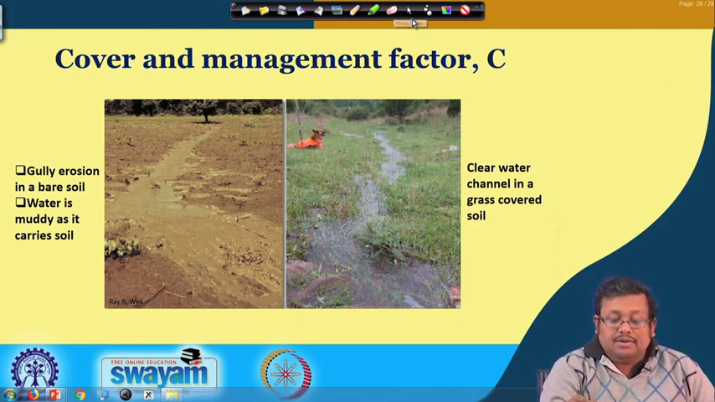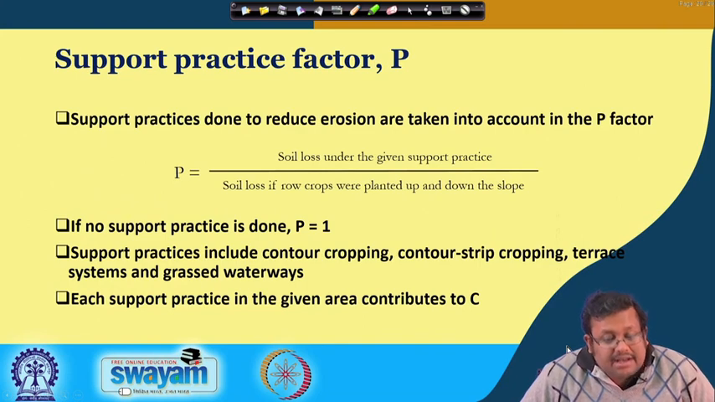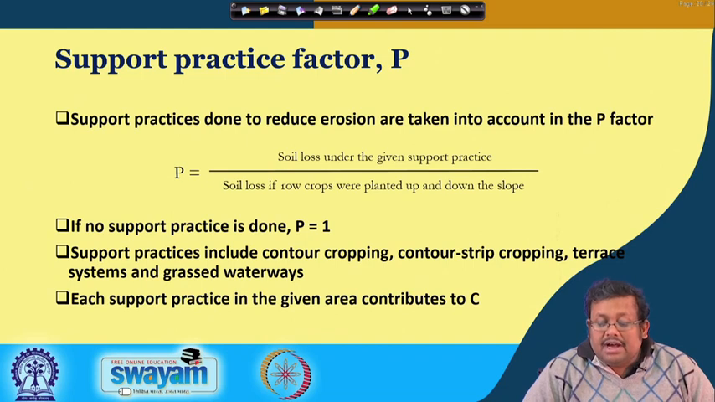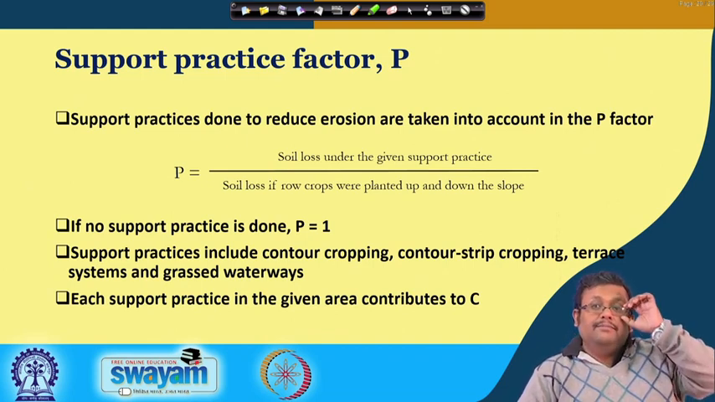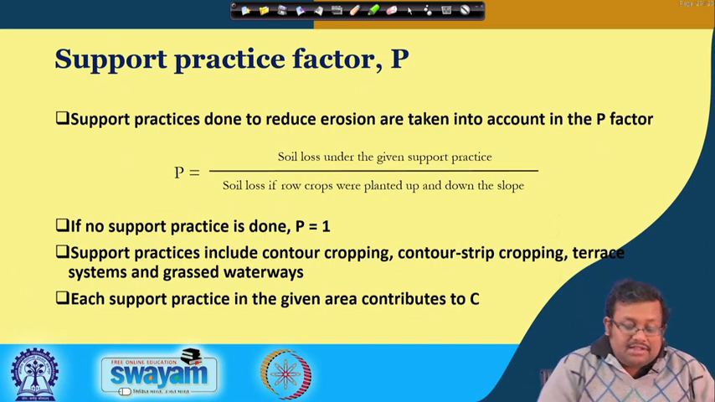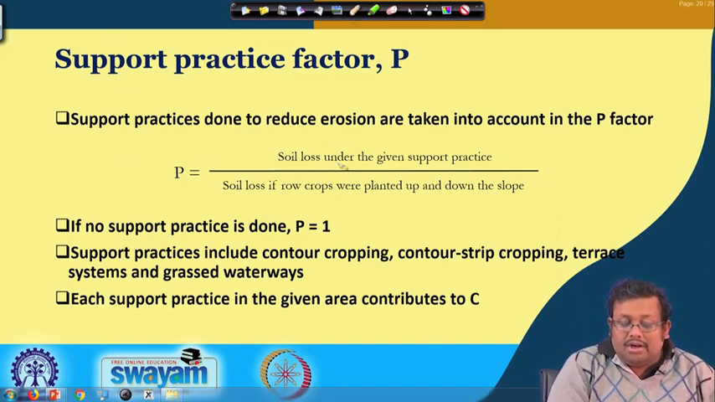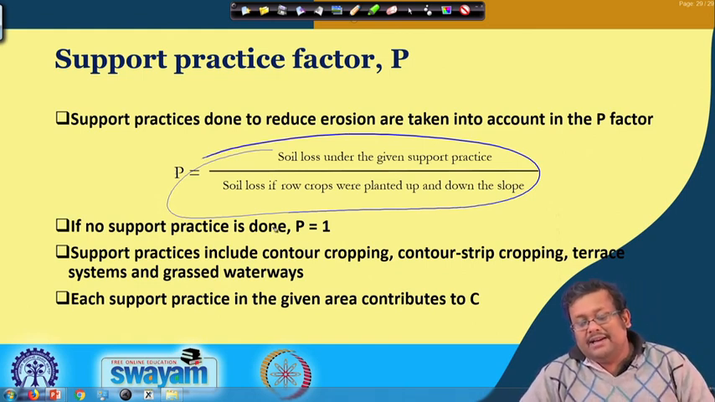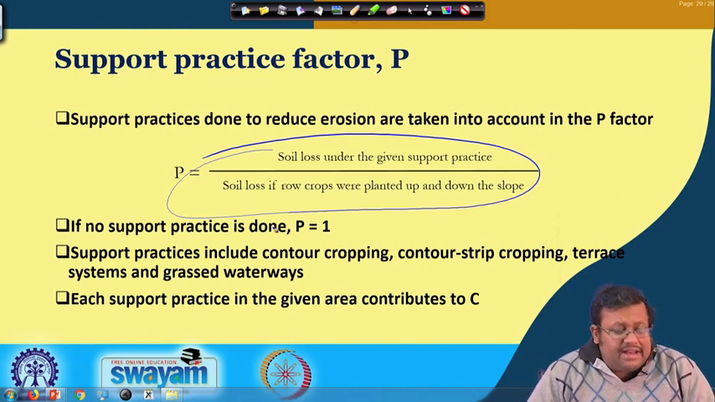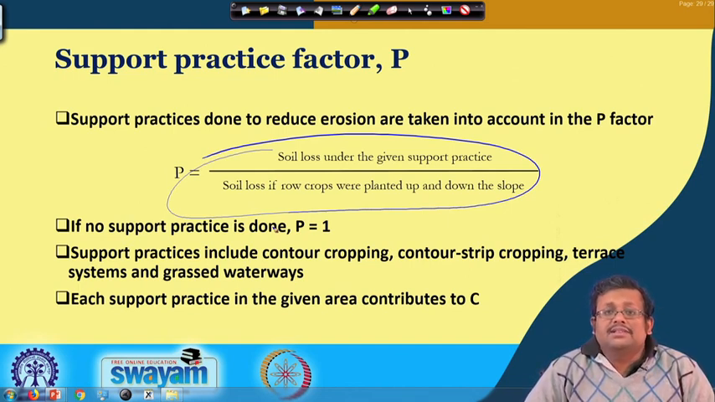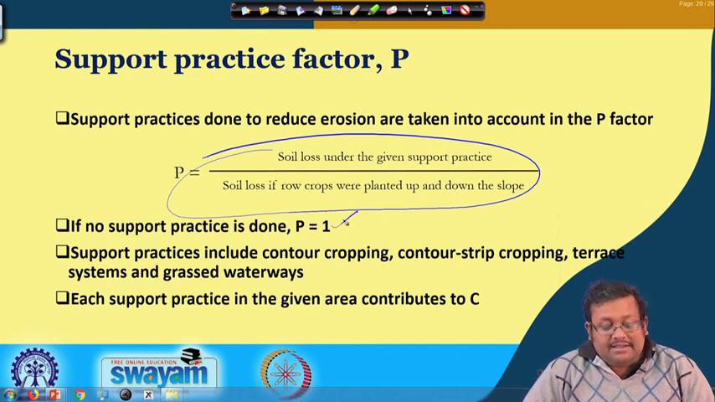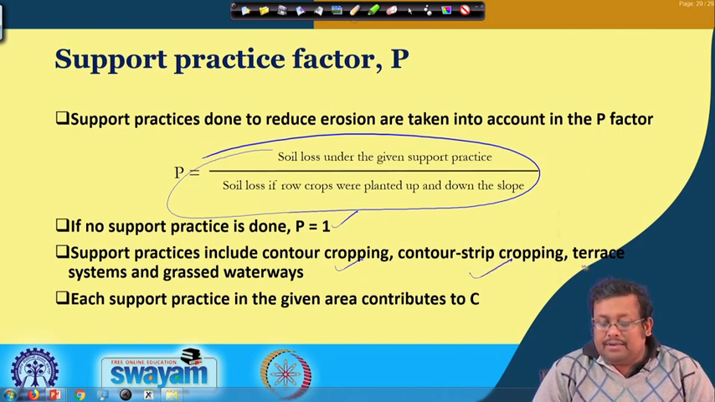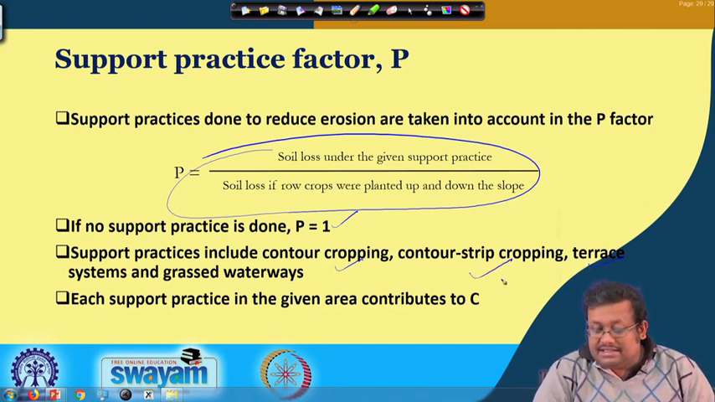So let us go ahead and see what the P factor or support practice factor is. Support practices done to reduce erosion are also taken into account in the P factor. The P factor is calculated using this equation, where P equals soil loss under a given support practice over the soil loss if row crops were planted up and down the slope. So if there is no support practice, obviously the P factor will be 1, and if support practices are there, these generally include contour cropping, contour strip cropping, terracing and terrace systems, as well as grassed waterways.